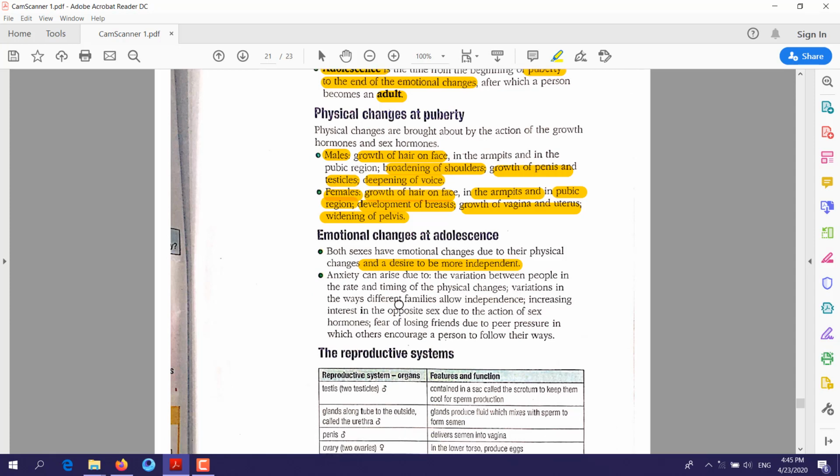Another emotional change is anxiety. Anxiety can arise due to how? The variation between people in the rate and timing of physical changes. This stage of life differs from one person to another. For some people, it starts when they are 10 or 11 years old. Others, it will be a little bit late. For example, it will start when they are 12, 13, 14 years old. It depends on many reasons, for example hormones, and also on the region where they live, and let's say environmental conditions.